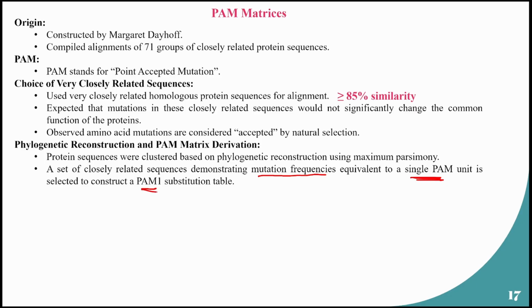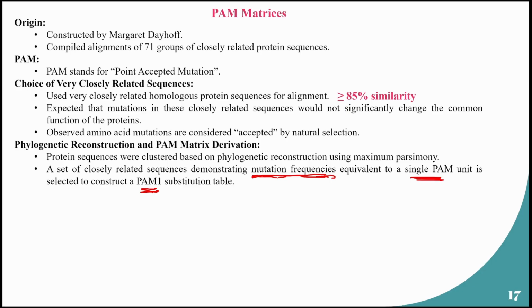Now, one single PAM unit is first used, of course, to construct something called the PAM1 matrix. Now, can anybody tell me what a single PAM unit means, or what PAM1 is particularly corresponding to? So it talks about mutation frequencies, right? So what will be the single PAM unit, or what particular value or parameter does it refer to?